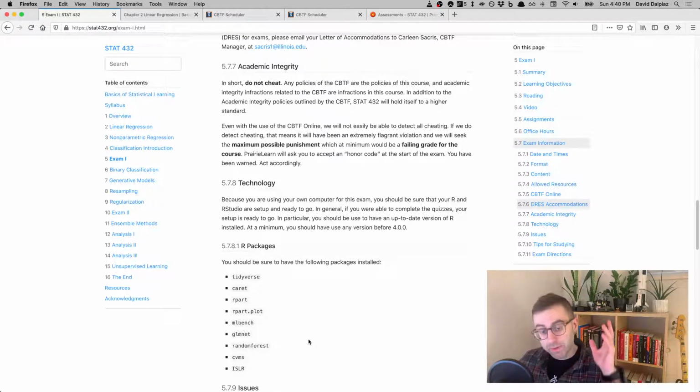Okay, so because you'll be using your own computer for the exam, you need to make sure it's set up correctly. Now, in theory, if you've been able to do quizzes 1 through 4, your machine's ready to go. But I would just caution that you need to make sure you're using an up-to-date version of R, something 4.0.0 or above. I think I'm on 4.0.2. I think 4.0.3 is out, but as long as you're past 4.0, you're fine. Anything before 3.6, and you'll run into terrible trouble.